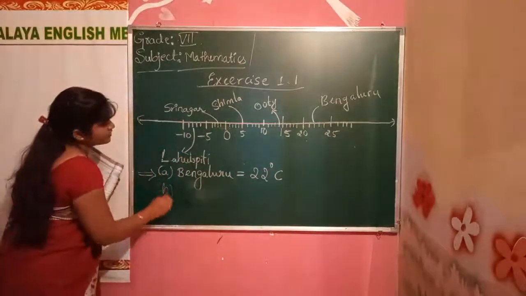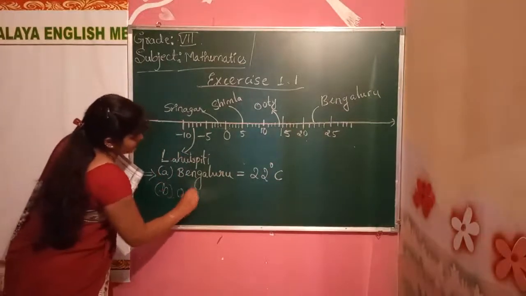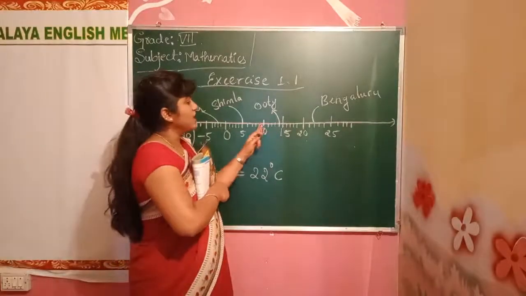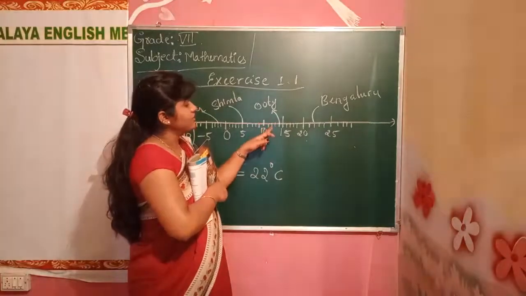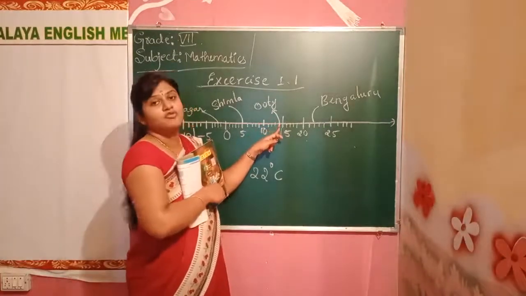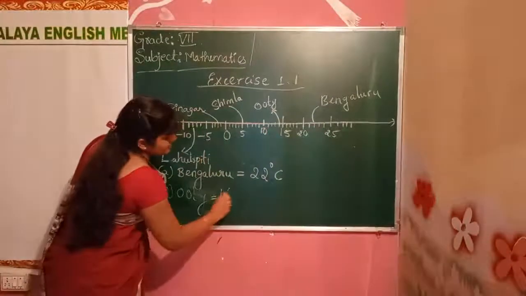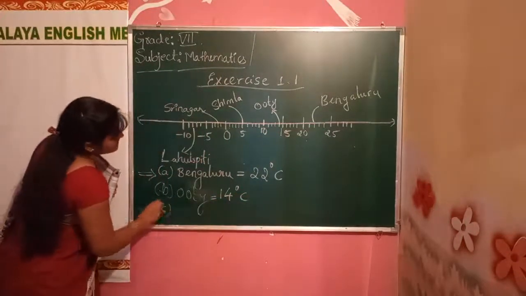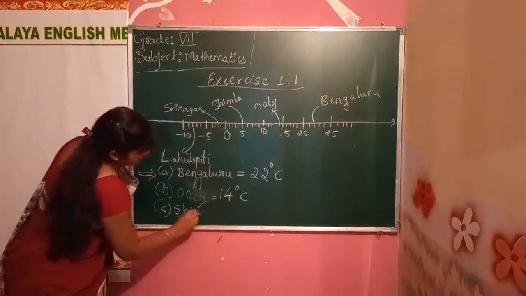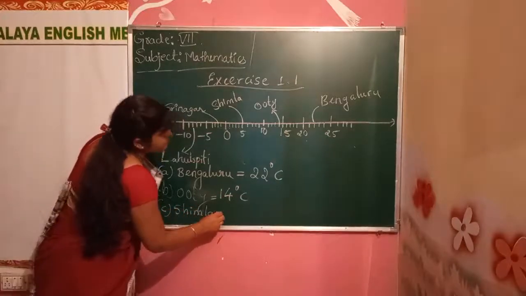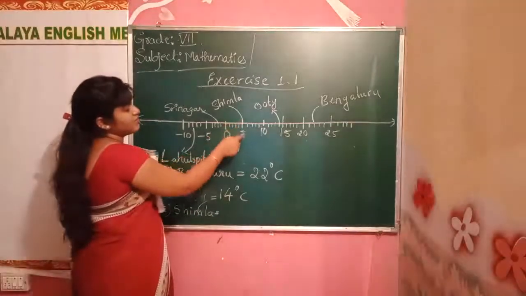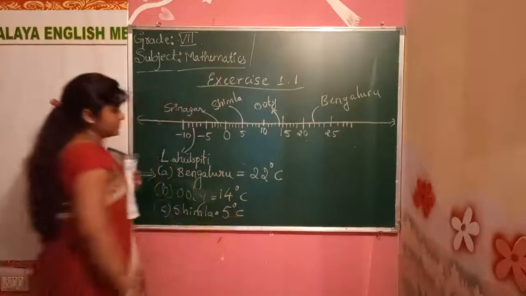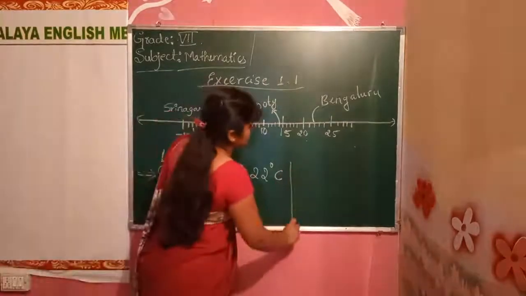Next one. Next city, Ooty. Now read. It's there after 10. Okay, 10, 11, 12, 13, 14 degree Celsius. Next city, Shimla. How much it is? 5. Easily we can, because it's there on a 5 only. So 5 degree Celsius.